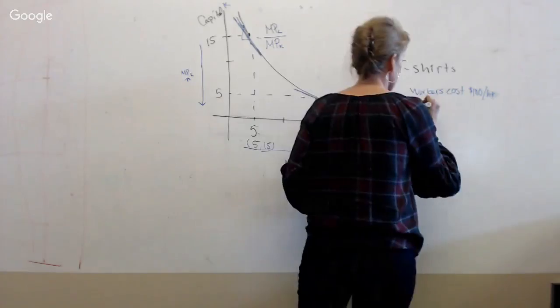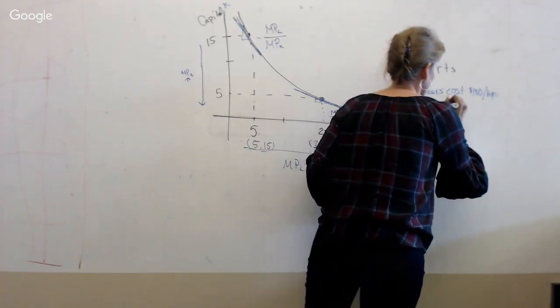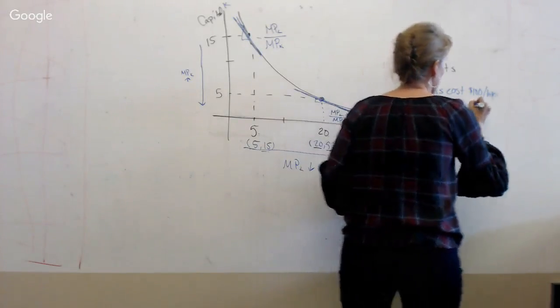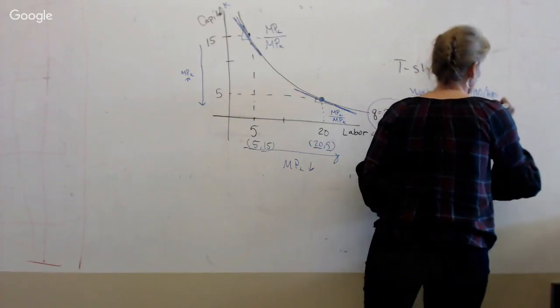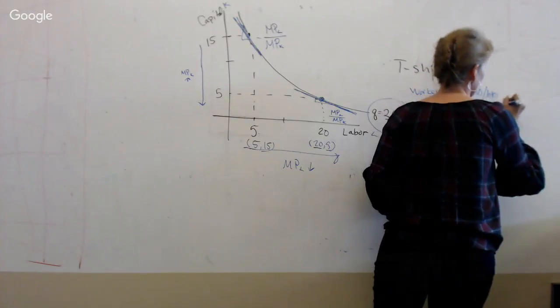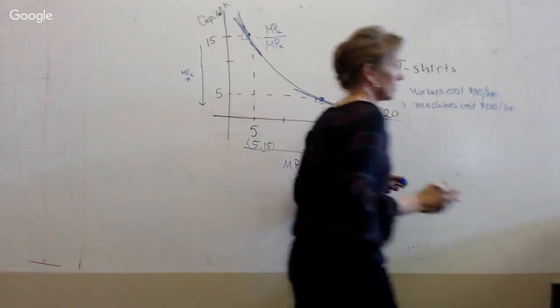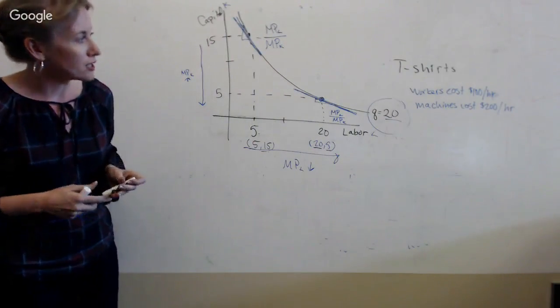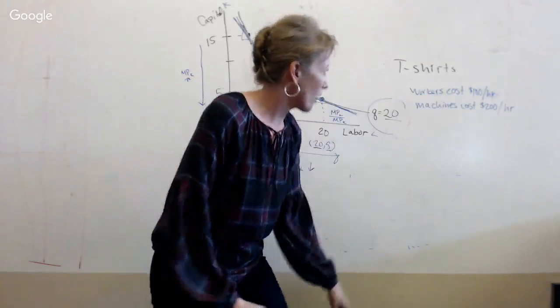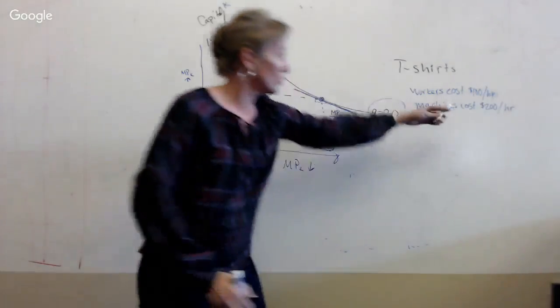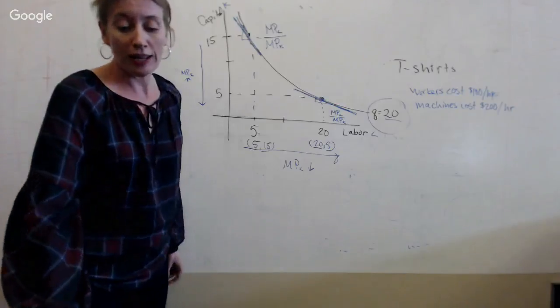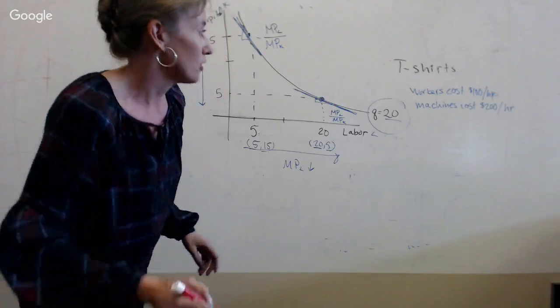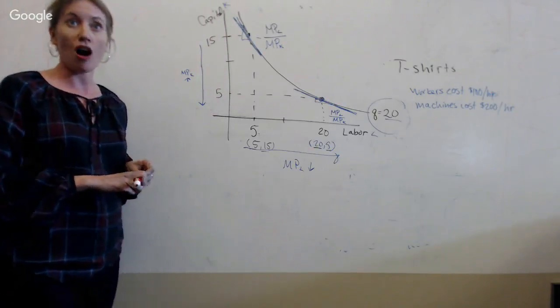Our machines cost $200 per hour. So if our workers cost $100 per hour and our machines cost $200 per hour, we can use this information to construct ISO cost curves.